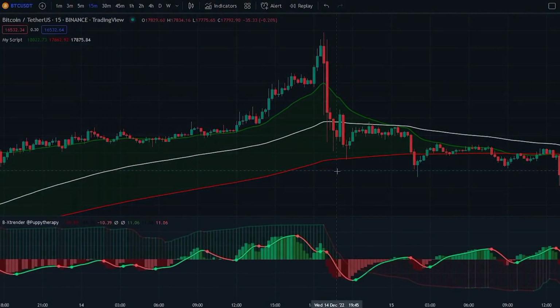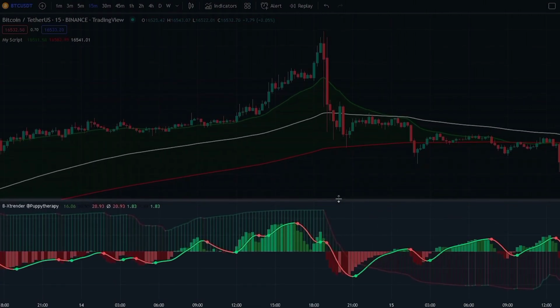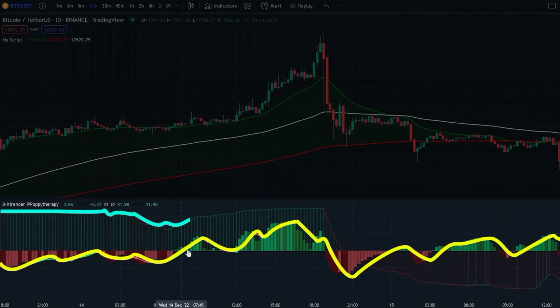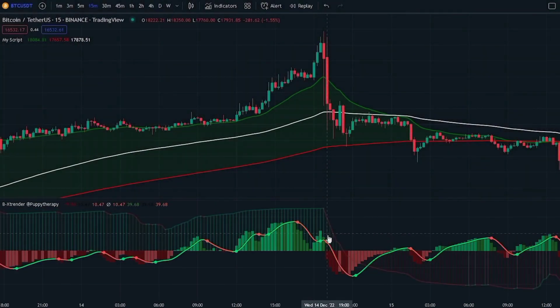We will be using the BX Trender as the entry signal indicator. The two main parts of the indicator that we will be using for the strategy are the trend line and the BX Trender line. The BX Trender provides long and short signals. A long signal is given whenever a green dot appears on the line, and a short signal is given whenever a red dot appears on the line. The trend line works as a confirmation for these signals.